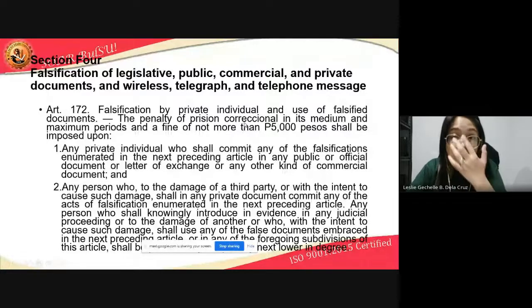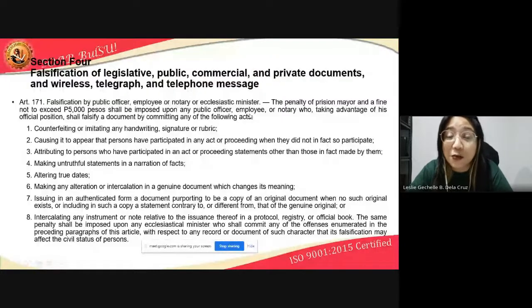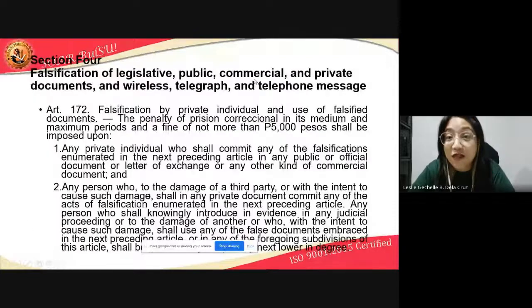Article 172, falsification by private individual naman. Yung kanina kasi, public official, public officers, public employees, notary, or ecclesiastic minister. Ito, private individual naman. And use of falsified documents. The penalty of prison correctional in its medium and maximum periods and a fine not more than 5,000 pesos shall be imposed upon any private individual who shall commit any of the falsifications enumerated in the next preceding article in any public or official document or letter of exchange or any other kind of commercial document.